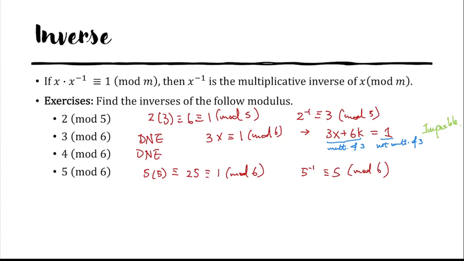Now again, let's check 4 mod 6. In order for 4 mod 6 to have an inverse, that means 4x is congruent to 1 mod 6. If 4x is congruent to 1 mod 6, that means 4x plus some multiple of 6 will equal 1, since 4x and 1 are congruent to each other. Now what's the problem here? What can we tell about 4x plus 6k?